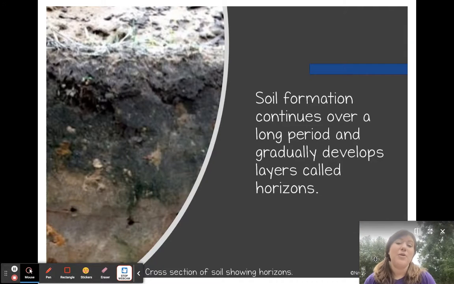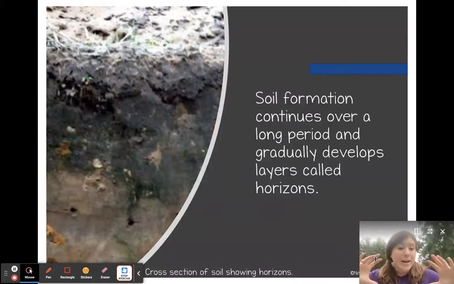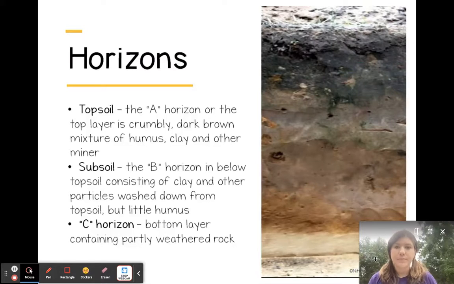Soil formation happens over a long period of time. And as I said before, it's kind of an evolutionary process. So as soil is forming, it forms these different layers. And we call those layers horizons. So topsoil is the A horizon. It's the very top layer, crumbly, dark brown. That's where lots of your organic material is.